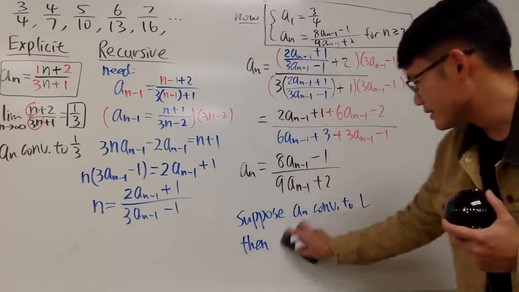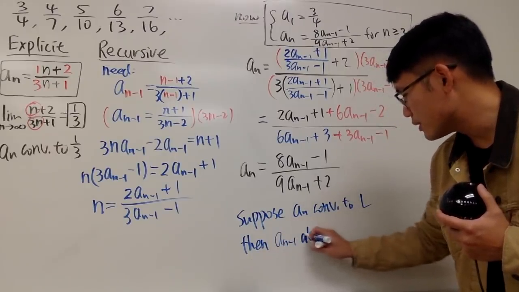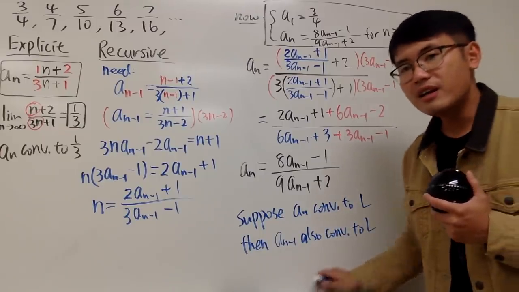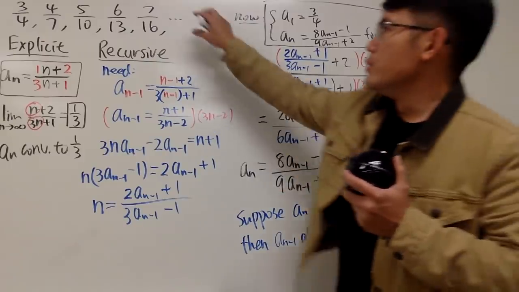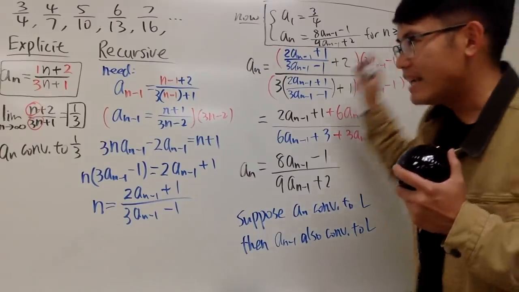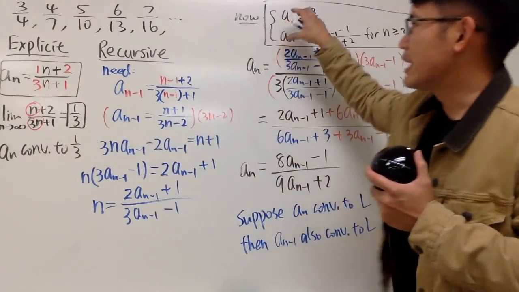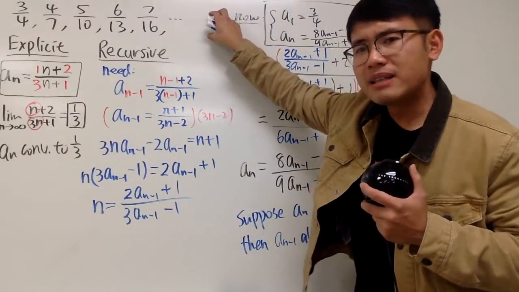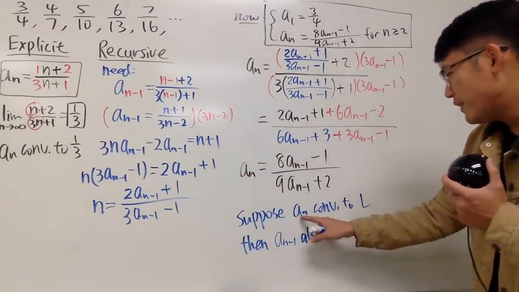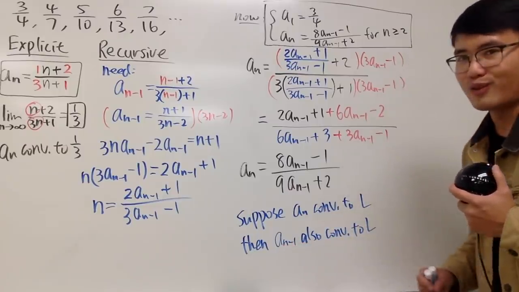That's the idea. Then a_n minus 1 also converges to L. And here is the reason why. Remember, this right here is going to keep on going forever. And in the end, we are going to be getting about 1/3, right? That's the limit. But the previous term, wouldn't that be just about 1/3 as well? So if a_n is converging to L, then the previous term will also converge to L.